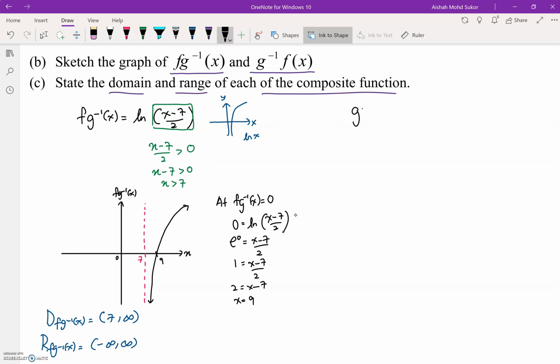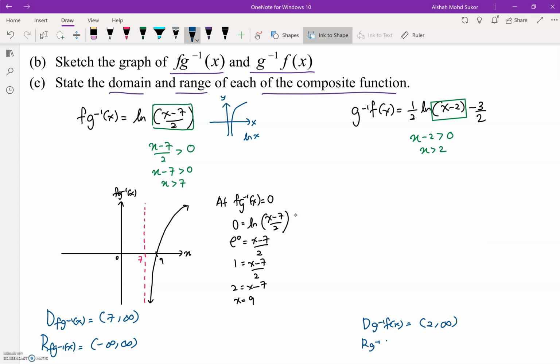Next, g inverse(f(x)) is given by 1 over 2 ln(x minus 2) minus 3 over 2. This function exists when x minus 2 is greater than 0. x must be greater than 2. Our domain for g inverse(f(x)) is equal to 2 to infinity. And of course, the range will be negative infinity to infinity.